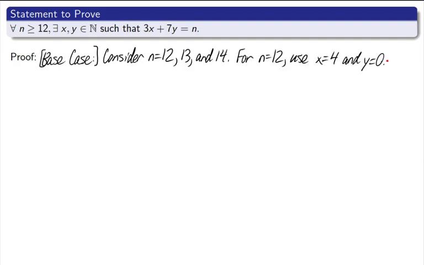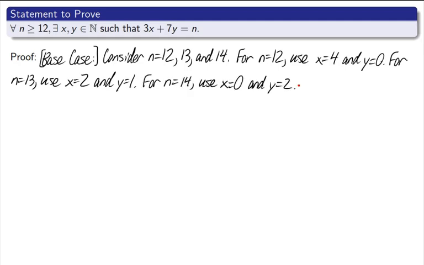Here's the first one. For n equals 12, use x equals 4 and y equals 0. For n equals 13, use x equals 2 and y equals 1. For n equals 14, use x equals 0 and y equals 2. How many of these did you get on your own?